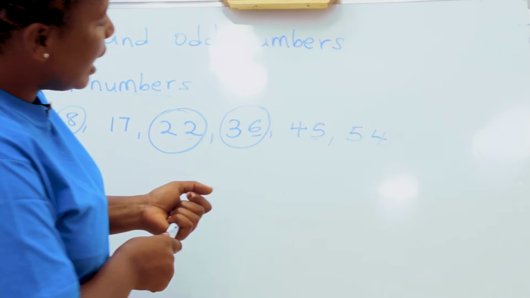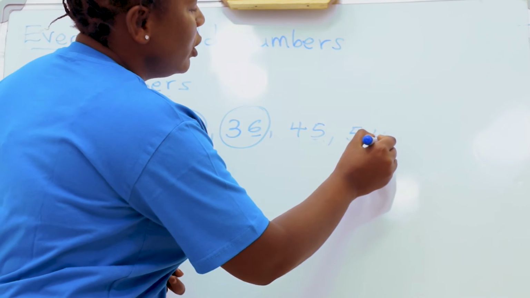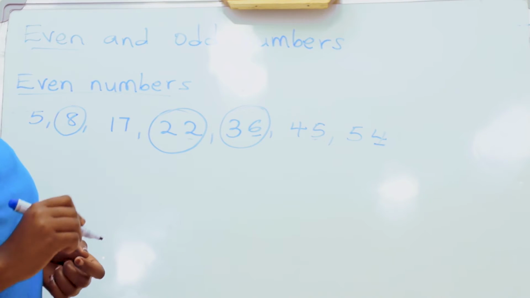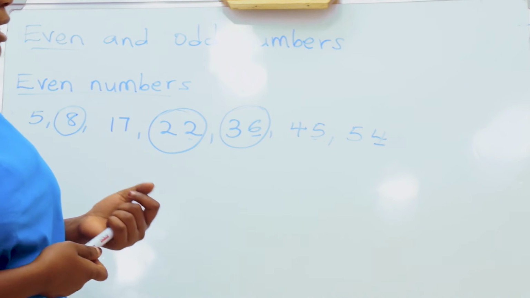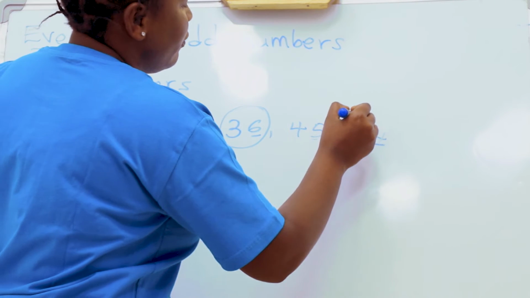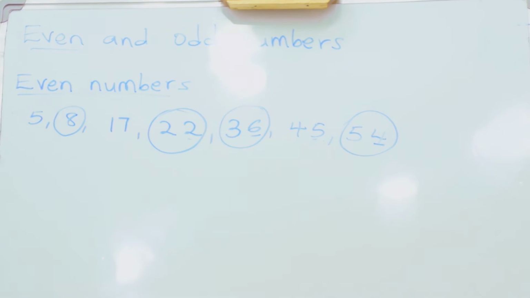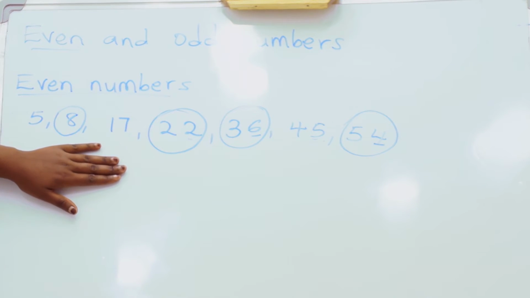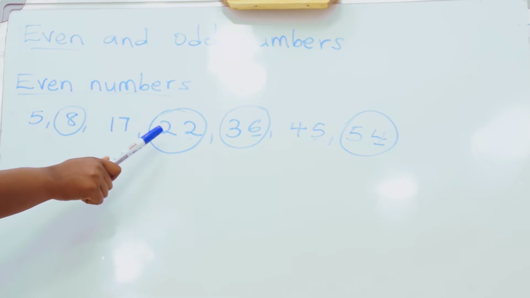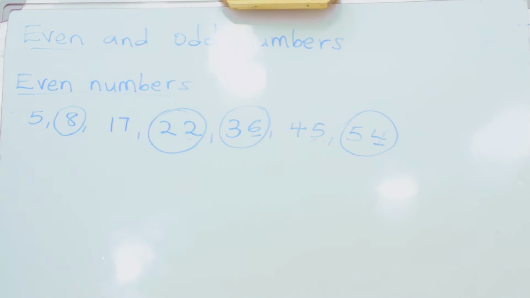We move on. Our last number is 54. We look at the last number, which is 4. Is 4 among the even numbers that we said? Yes, 4 is an even number. So 54, we circle 54, which is an even number. So when we look at our numbers, our pattern here, even numbers we have 8, 22, 36 and 54.